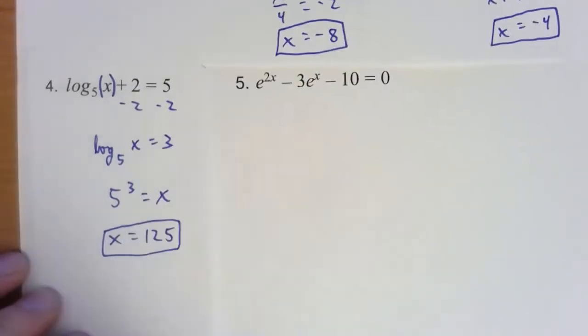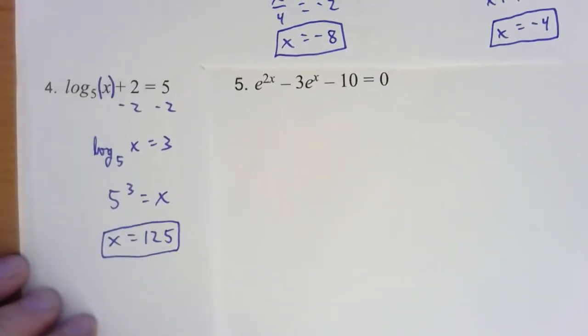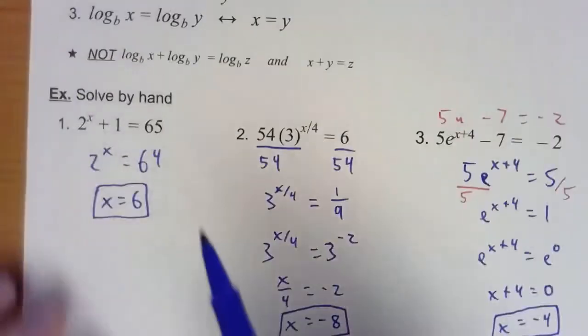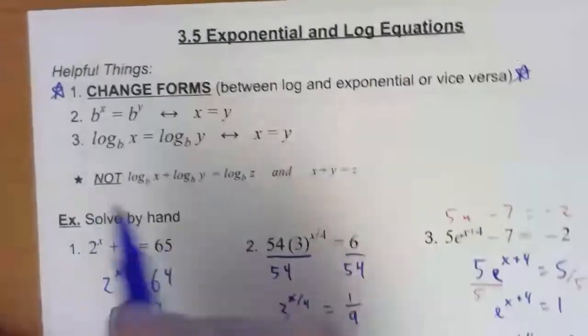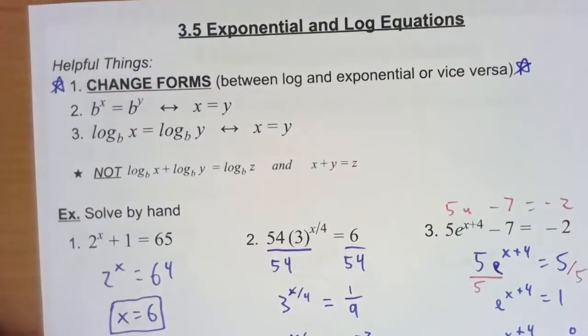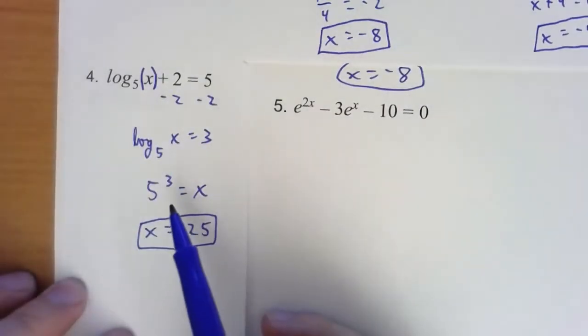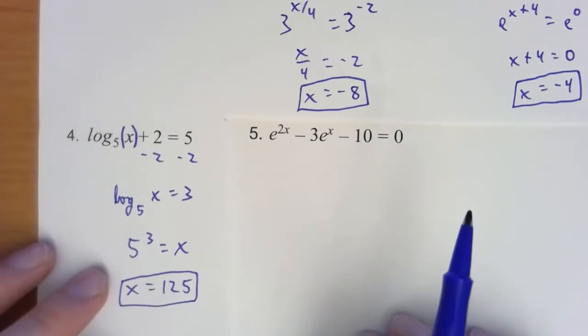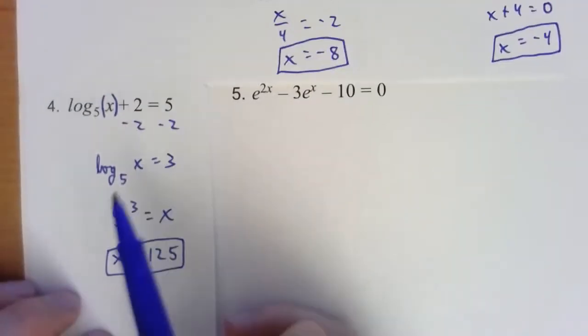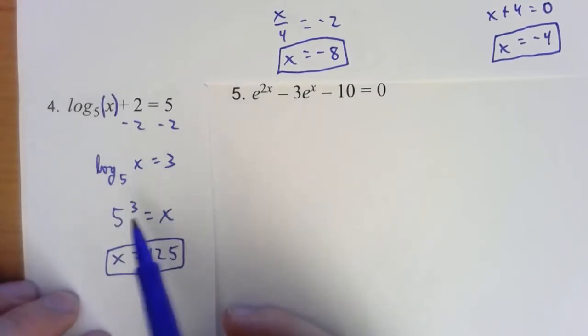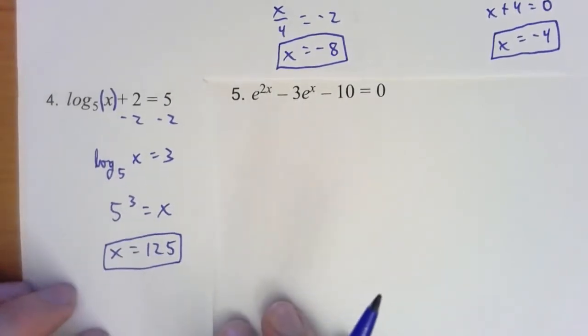And then when you get to here, if you felt stuck, remember the rule of thumb: if you feel stuck, try changing forms. This is the number one thing that we're going to do to solve these equations. If you feel like you're stuck and you're at a log, then try changing the log to exponential. If you're stuck and you've got something that's exponential, try switching it to a log. Okay, so if we switch that from log form to exponential form, then it's easy.